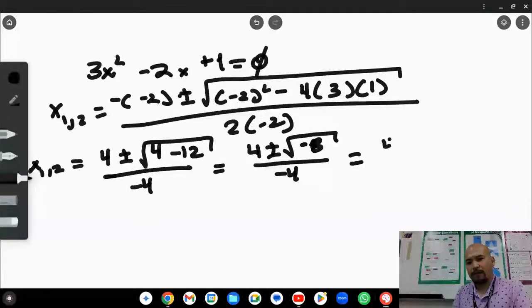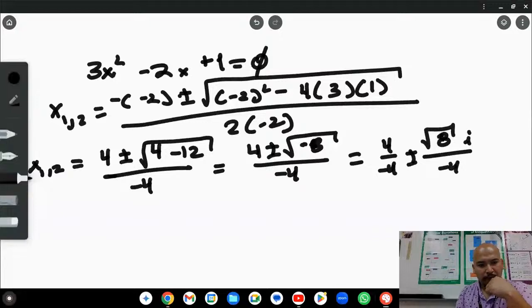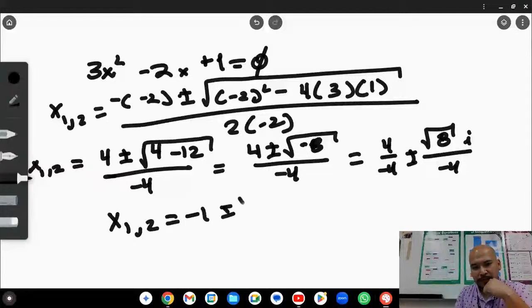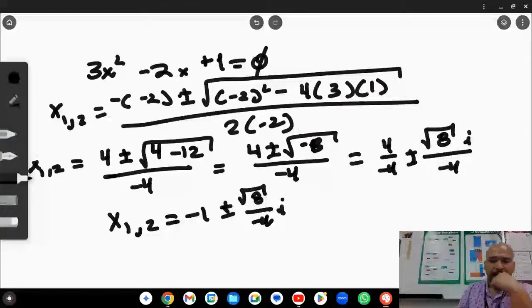And this will give you 4 divided by negative 4 plus and minus radical 8 I divided by negative 4, which gives you x of 1 and 2 is equal to negative 1 plus and minus radical 8 divided by negative 4. Okay, and again, that's all you have to do. You don't have to do much more after that.